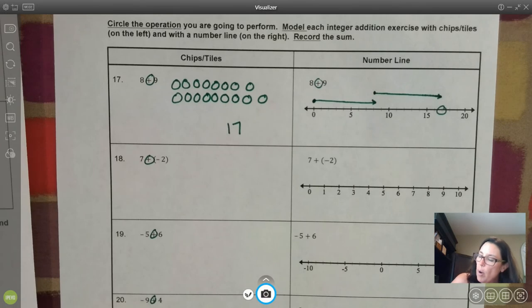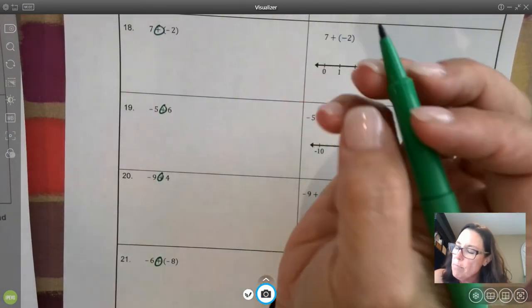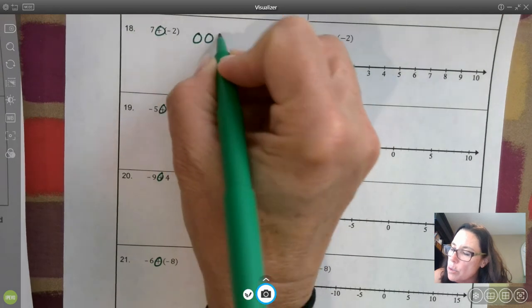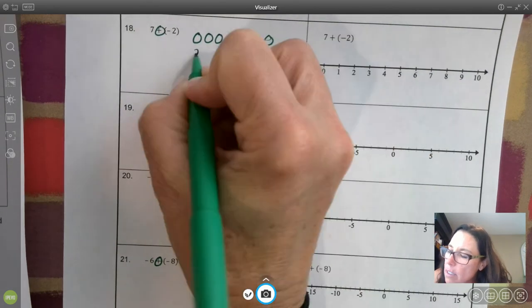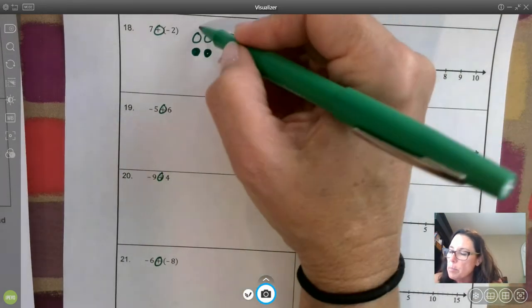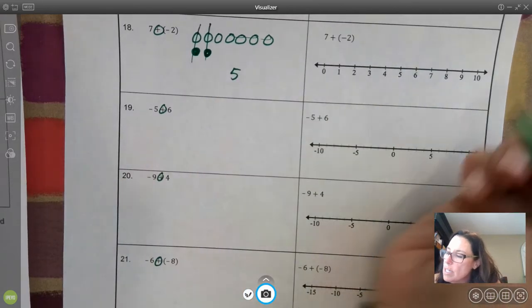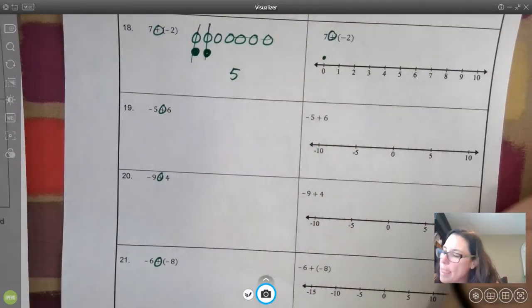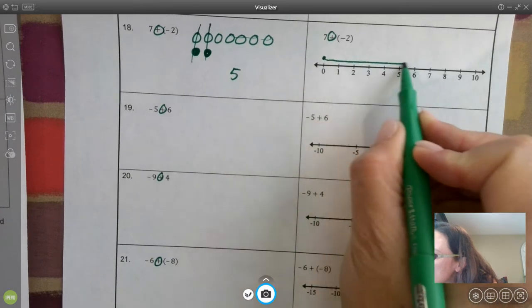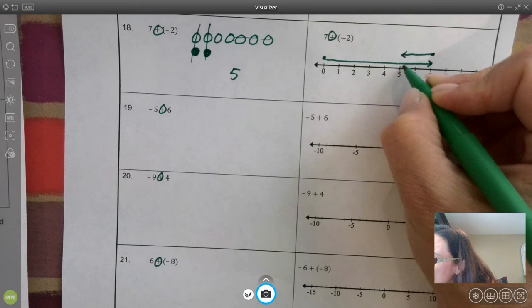Okay, go ahead and pause me and give 18 through 21 a shot, and then turn me back on to compare answers. 7 plus -2. 1, 2, 3, 4, 5, 6, 7. There's a negative. There's a negative. Now 0 pairs. Boom, boom. My answer is 5 positive tiles. Starting at 0, I'm going to go to 7. And then I'm starting from there and I go left 2. And I'm at 5.